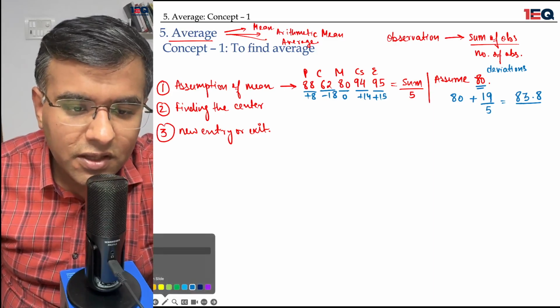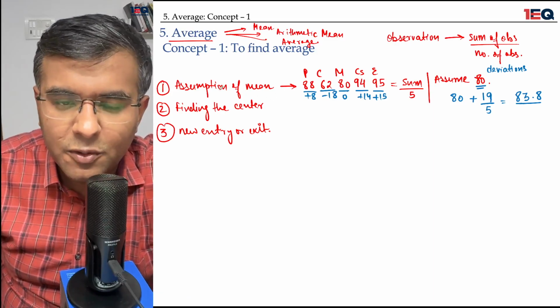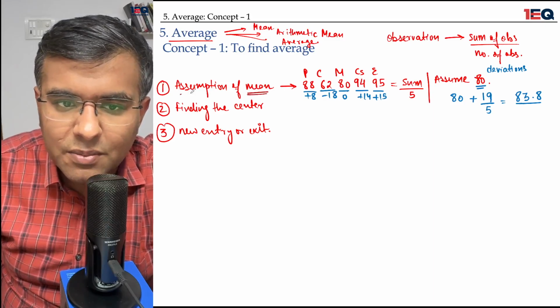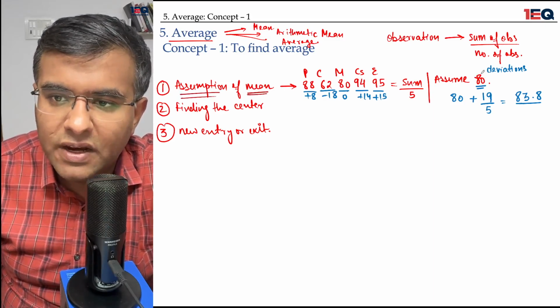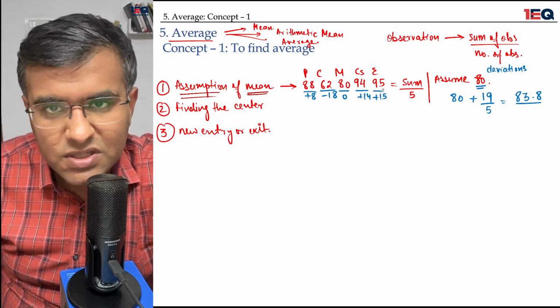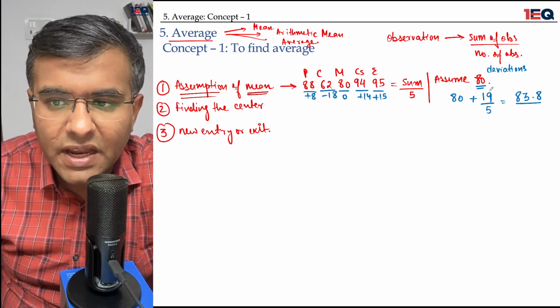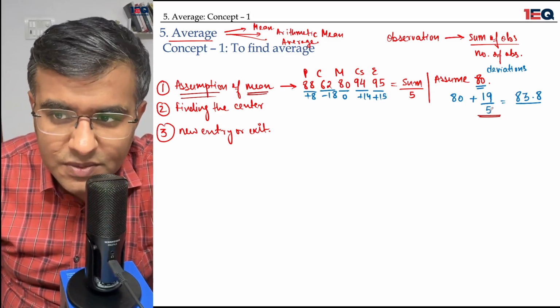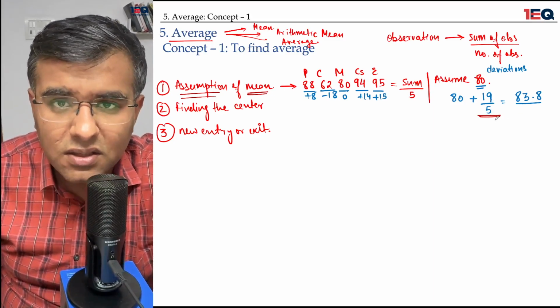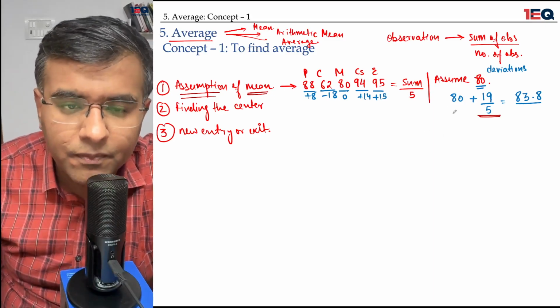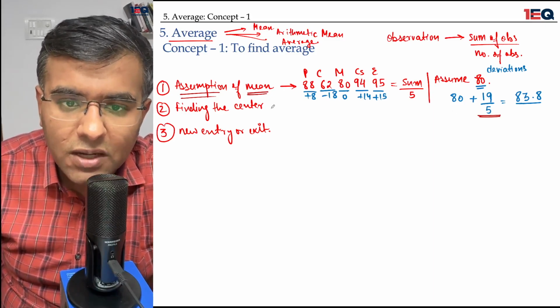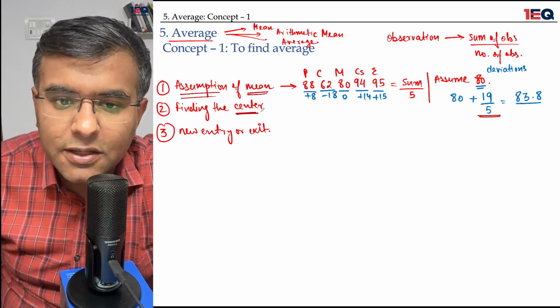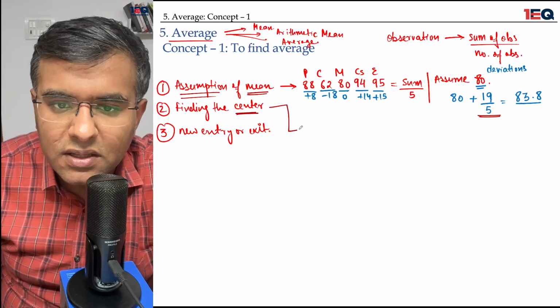So there will be multiple questions where we would be using the assumption of mean concept. We'll try to find a number which is close to almost everybody, so that we get a net deviation, and only that deviation is supposed to be divided by the total number of terms. This is how we can reach the average in a shorter period of time. All right. Then talking about finding the center.